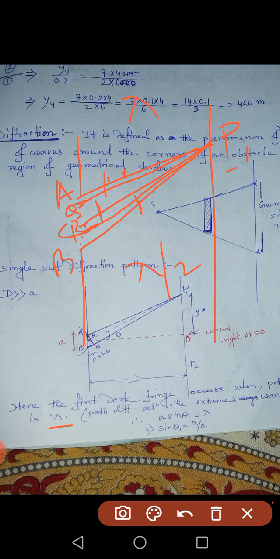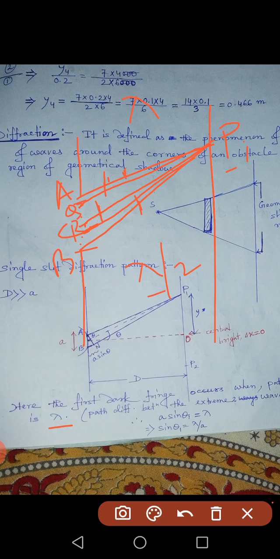So QP1 and RP1 are also having a phase difference of lambda by 2, path difference of lambda by 2. That means if the crest of QP1 reaches P1, then the trough of RP1 will reach P1. So they are again cancelling each other. In this way, the thing will go on up to point B.